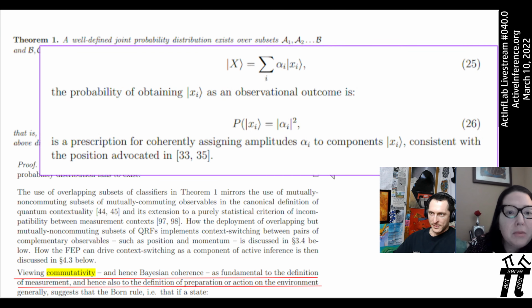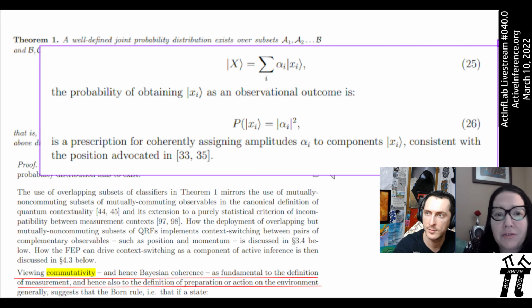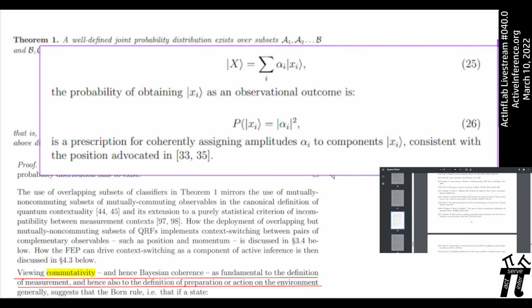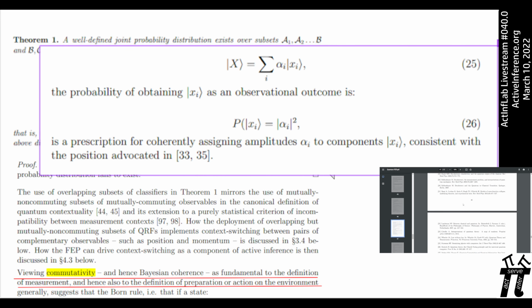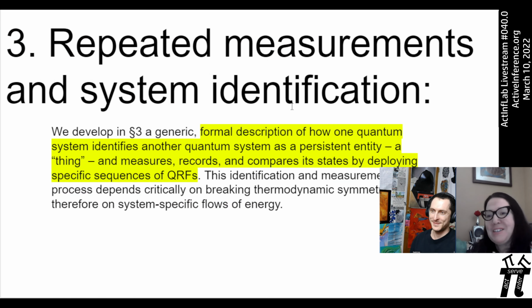So they say the probability of obtaining X, if a state is X, is the sum of observations over states. Is that observations over states? I should have defined these. And the probability of obtaining a measurement, as an observational outcome, is a description for coherently assigning amplitudes to components. Okay. So anyway, we can let the authors unpack that one for us.